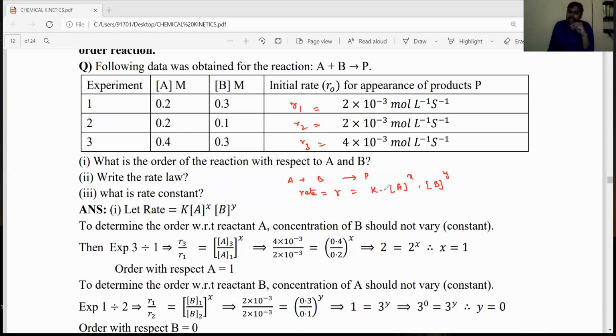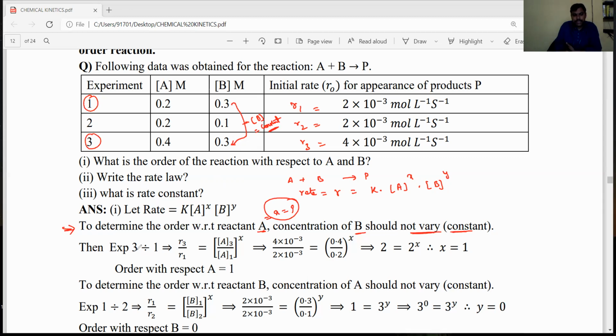So we have to find out the X and Y values. If you want to find the X value, meaning the order with respect to A, then we have to take the data where B is constant. The concentration of B should not vary. Like if you observe, in experiment 1 and experiment 3, the concentration of B is constant. So use that data from the experiment.